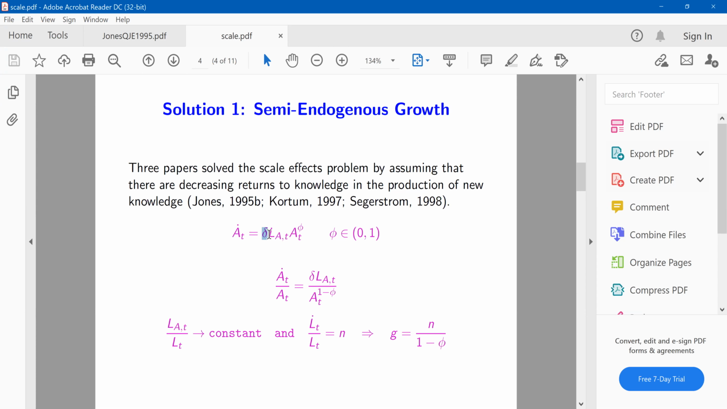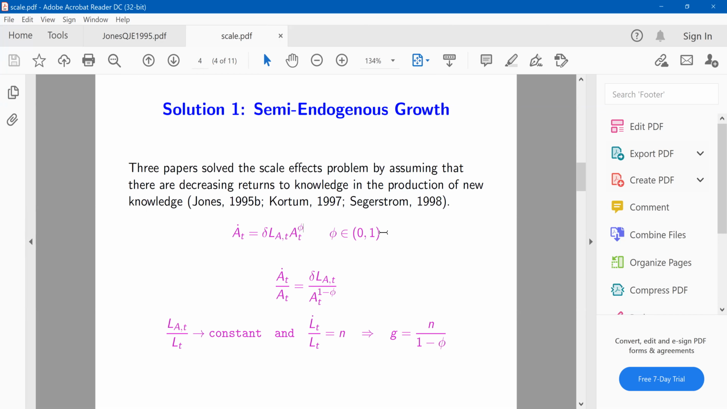There is this delta parameter which is fixed. L_A is scientists and engineers, let's say. These are the people you employ for developing new knowledge. The new knowledge or new technology is this A dot. When you employ these scientists and engineers, they of course use the existing state of knowledge or technology as well. They read papers, they do lab experiments, all this stuff. They use the existing state of knowledge, but in these semi-endogenous models, there are decreasing returns with respect to knowledge.